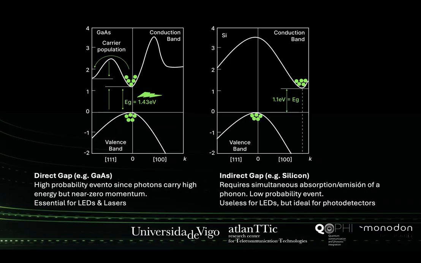Indirect gap materials like silicon behave differently. In silicon, electrons cannot easily emit photons because momentum must also be conserved. This requires interaction with a vibration in the crystal lattice called a phonon. That extra requirement makes light emission extremely unlikely. So silicon is terrible for lasers and LEDs. But interestingly, silicon is excellent for photodetectors and electronics. And that's why modern computers rely heavily on silicon electronics while many lasers rely on materials like gallium arsenide.